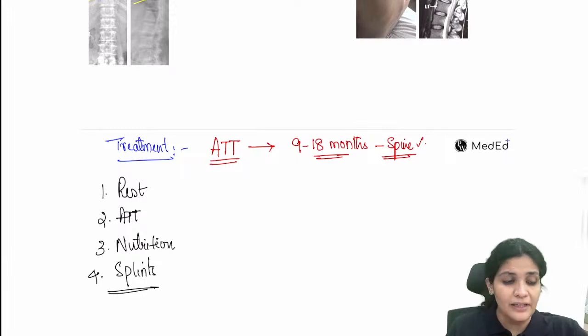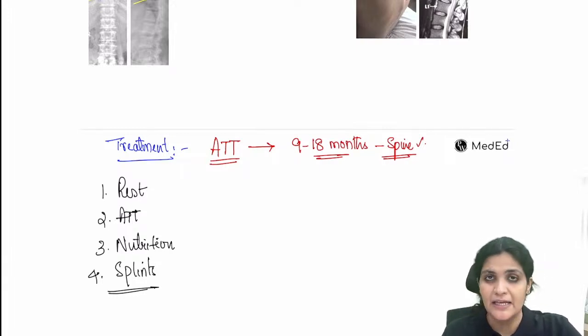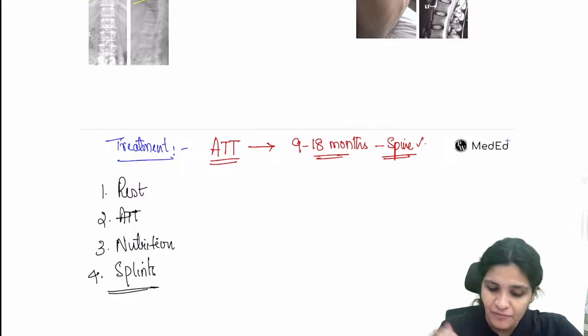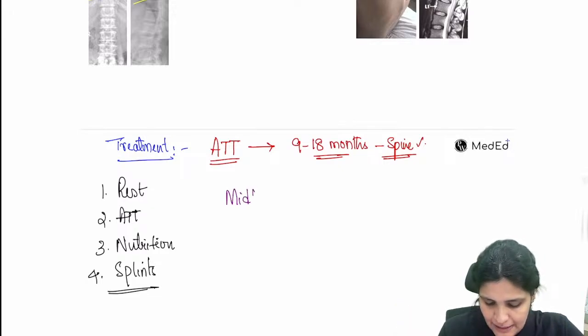And here, do you think we go for surgery in all cases? Previously they used to go for surgery. They used to open up, remove the pus completely, and debride it. Now we are following what is called the middle path regime.